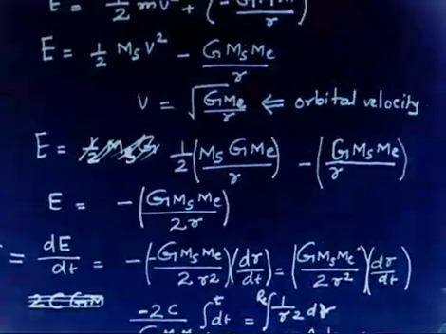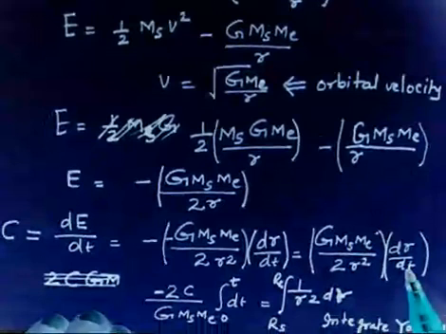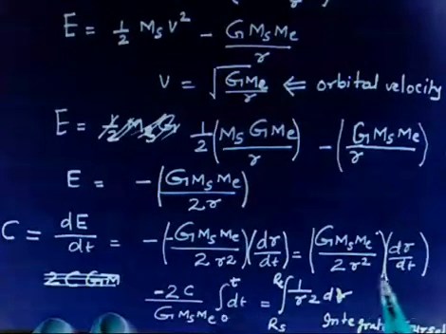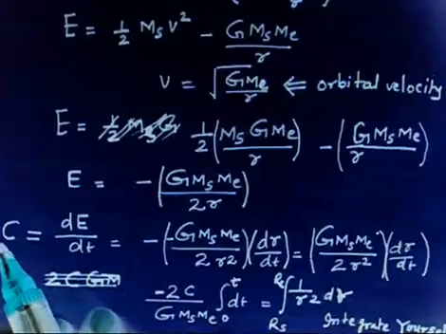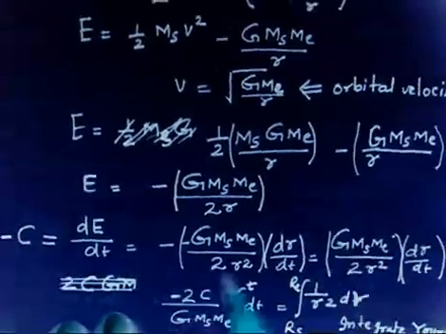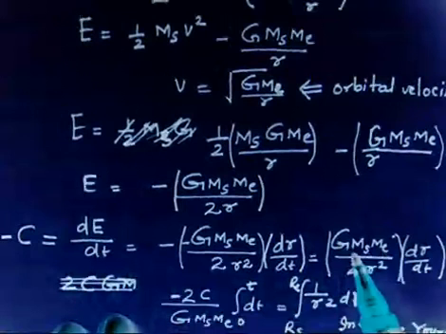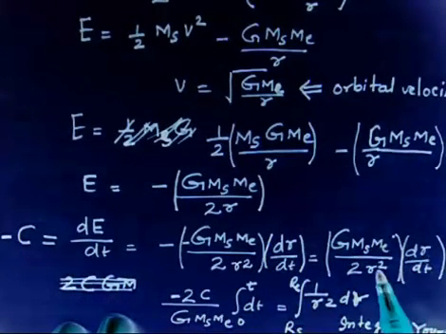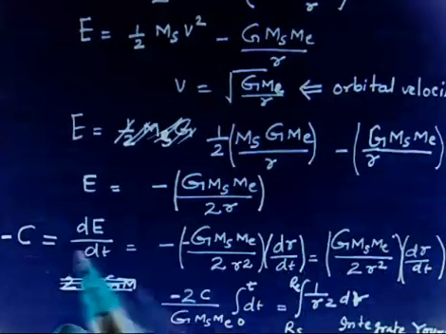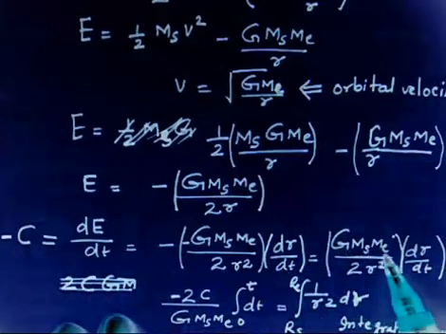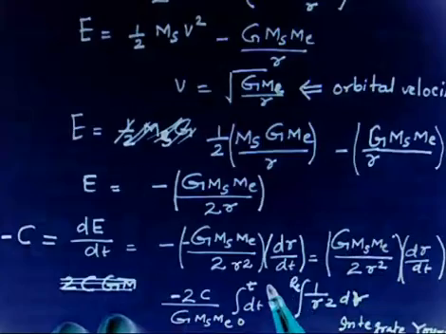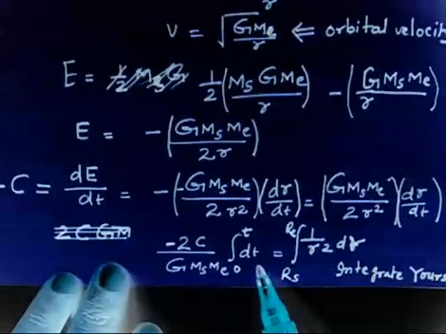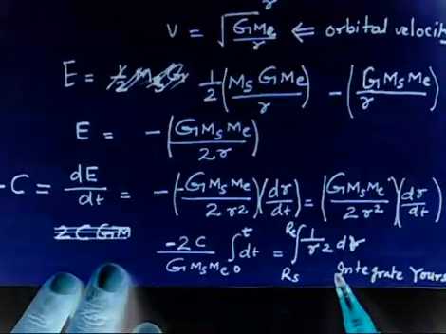Are you getting? Now if I take this dr by dt to the other side, I can write minus 2c divided by GMsMe into dt is equal to dr by r square. So minus 2c divided by GMsMe into dt is equals to dr by r square.